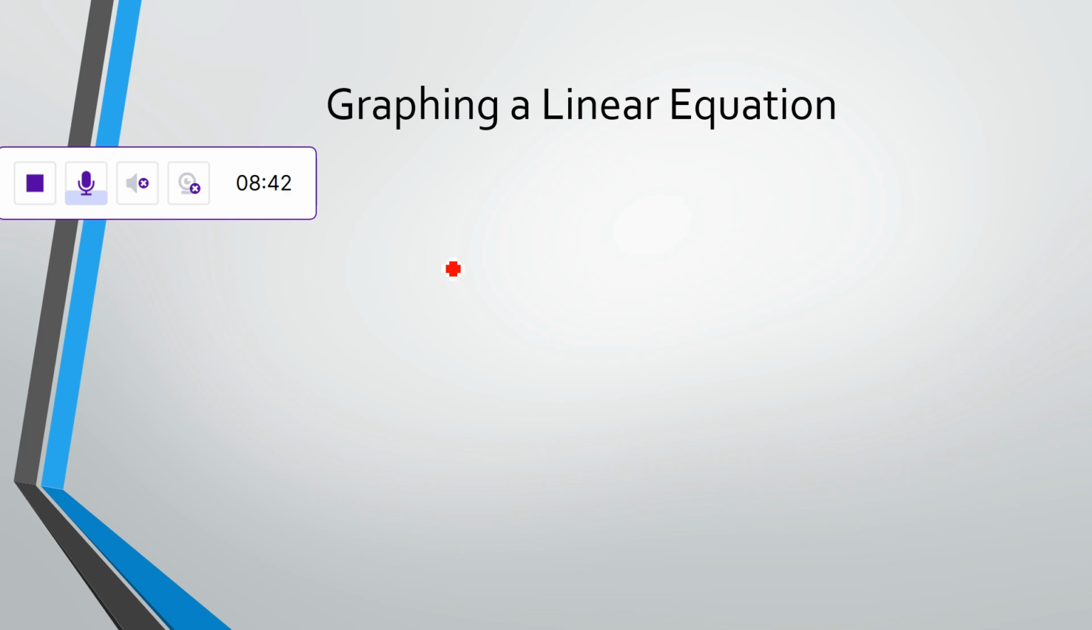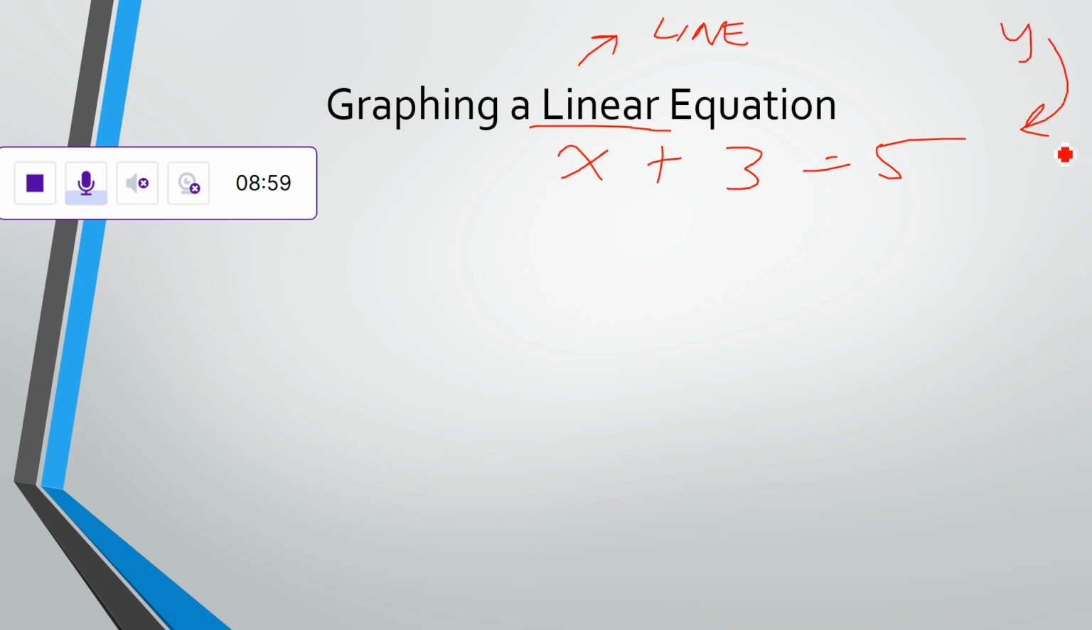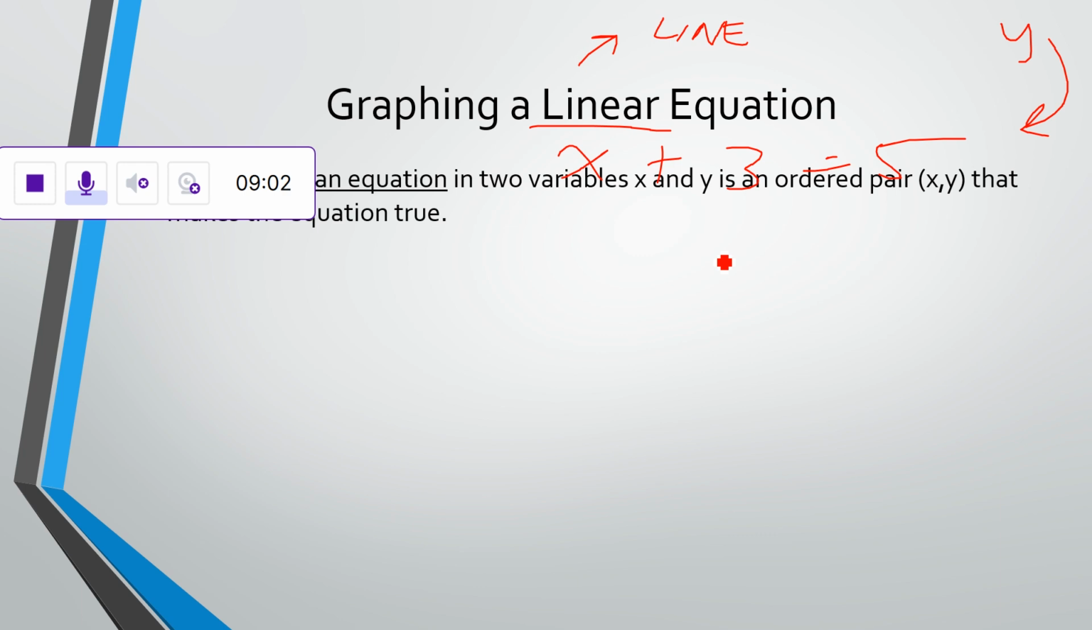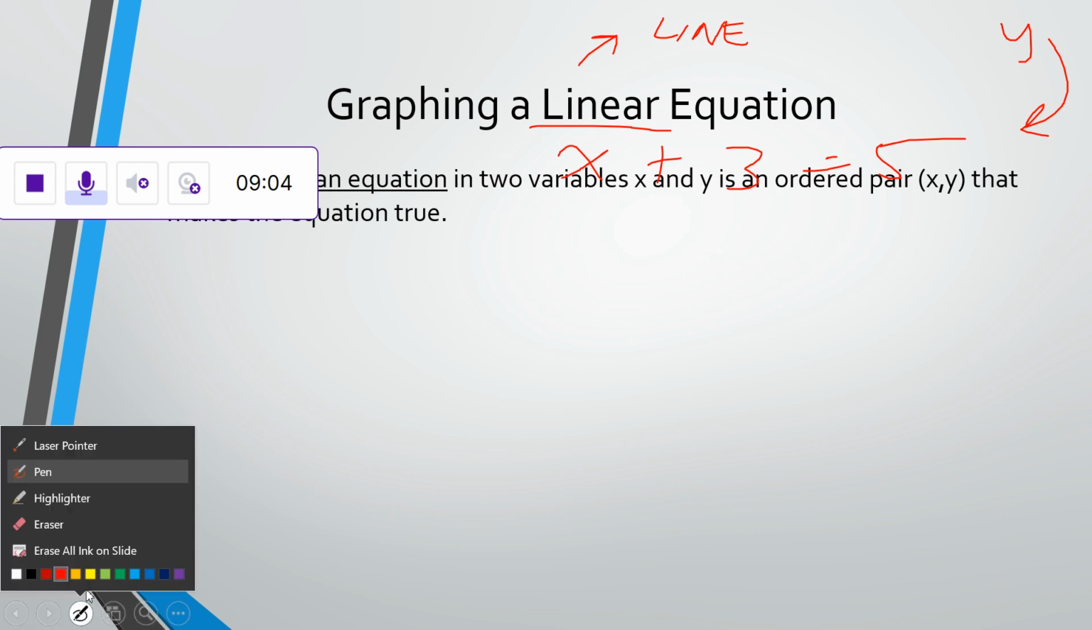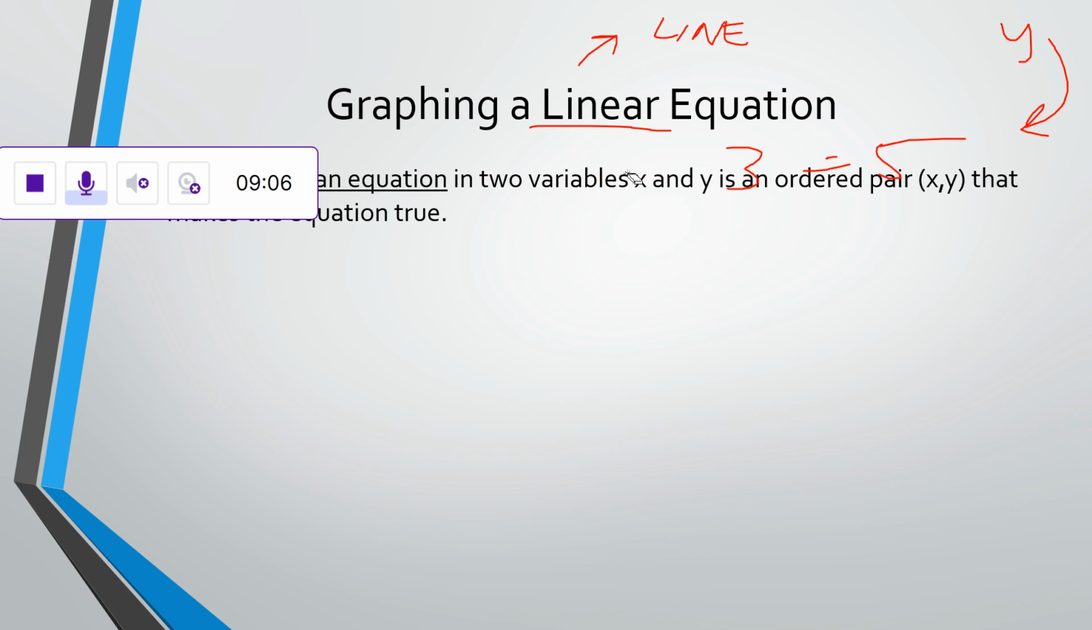Anyways, graphing linear equations. An equation we all know is something like x plus 3 is equal to 5. But when we're talking about a linear equation, we're always talking about something that forms a line. In order to form a line, we also need some sort of y variable in the equation. Like it mentions here, a solution of an equation in two variables x and y is an ordered pair, x comma y, that makes the equation true.